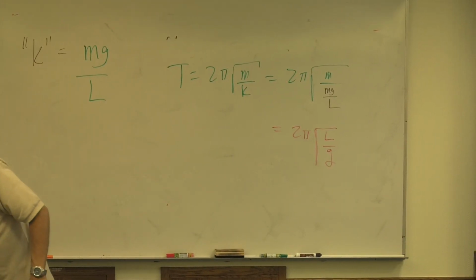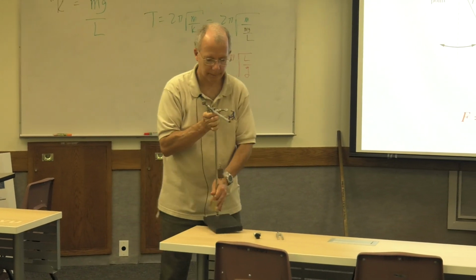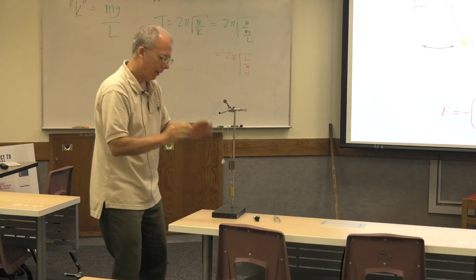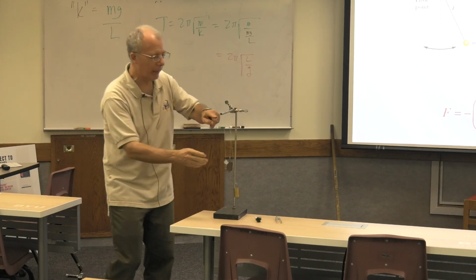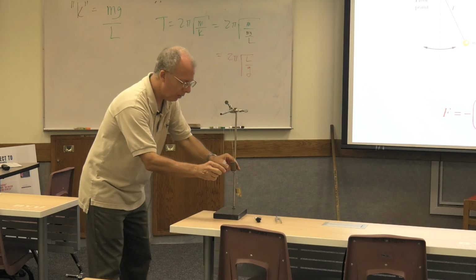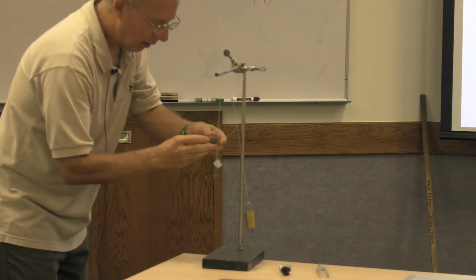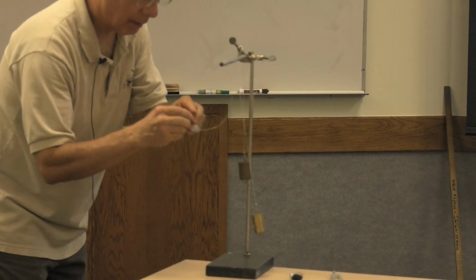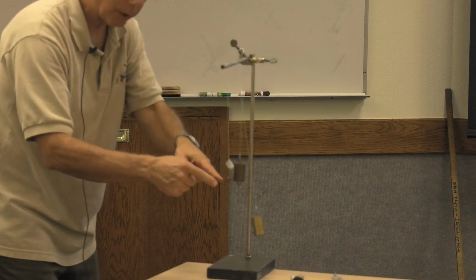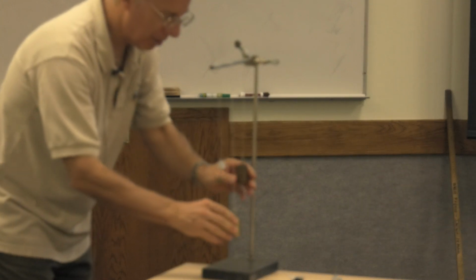So I have a little demo. Now, when we say the length of the string, we really mean from here to the center of the mass, okay? So here to here. So these two basically have the same L, all right? Now this is 200 grams. This is, I don't know, 10 grams, all right? So 200 grams, 10 grams. Now this is the same mass as this, all right? So let's just do these.